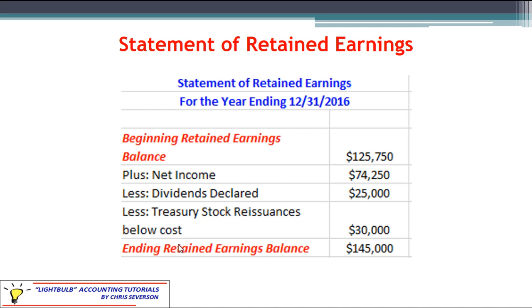Here's how this would show up on the statement of retained earnings for a particular year. You'd start off with your beginning retained earnings balance. You'd add in any of your net income, and you would subtract your dividends when they are declared. Even if you haven't paid them yet, as soon as they're declared, they become a liability. They get moved out of retained earnings. Now, there's also the treasury stock reissuances that we talk about in a separate module. And then you get your ending retained earnings balance. For this module, the important thing to remember is that dividends reduce retained earnings.